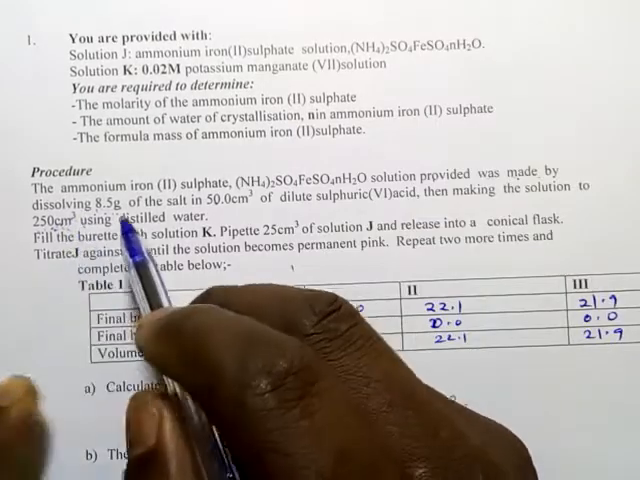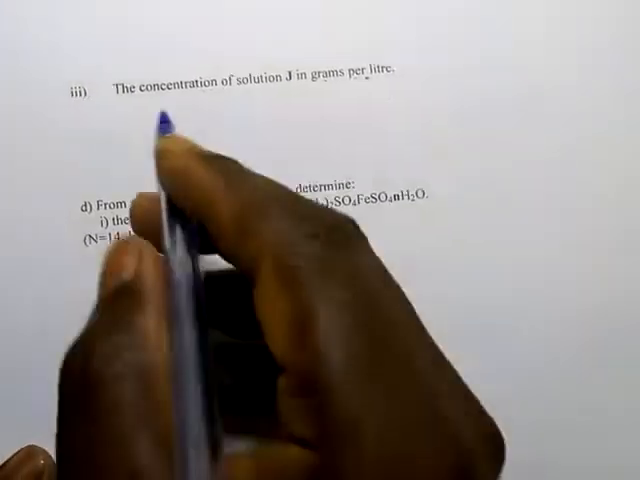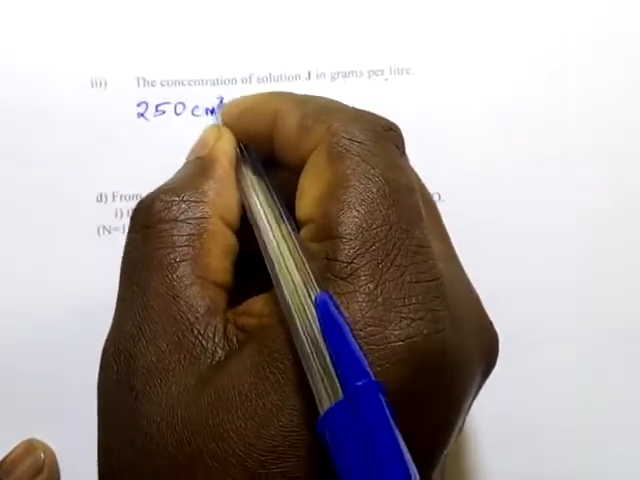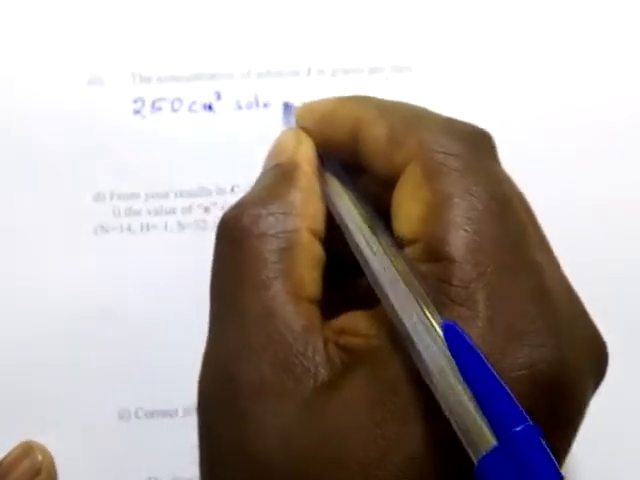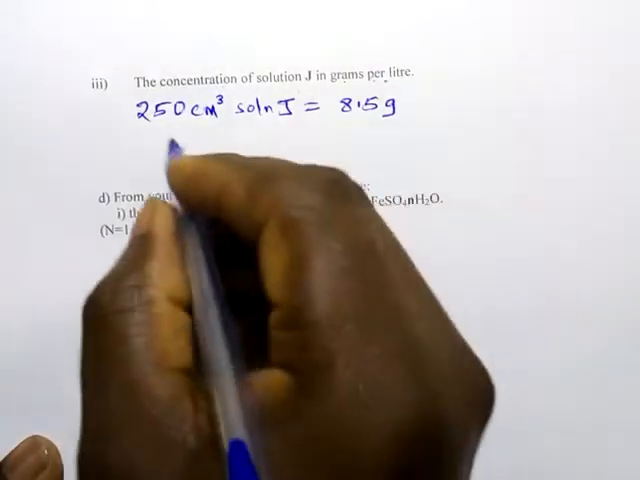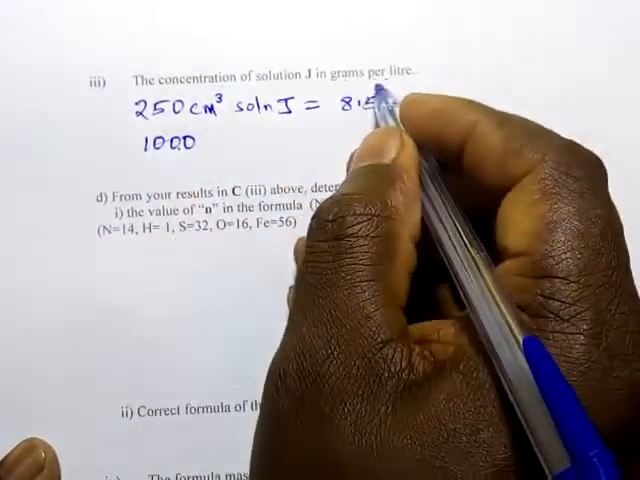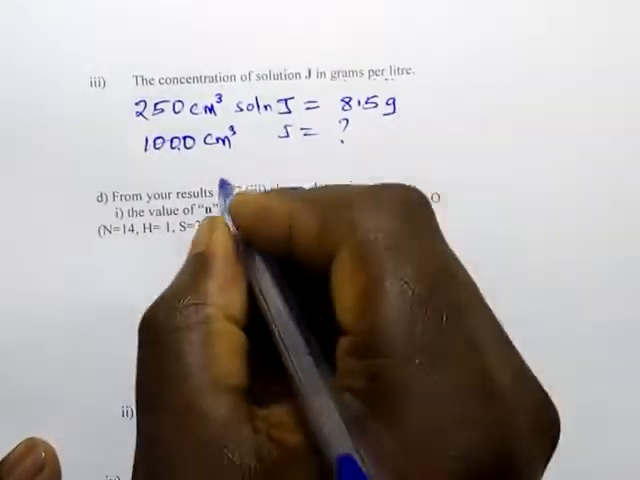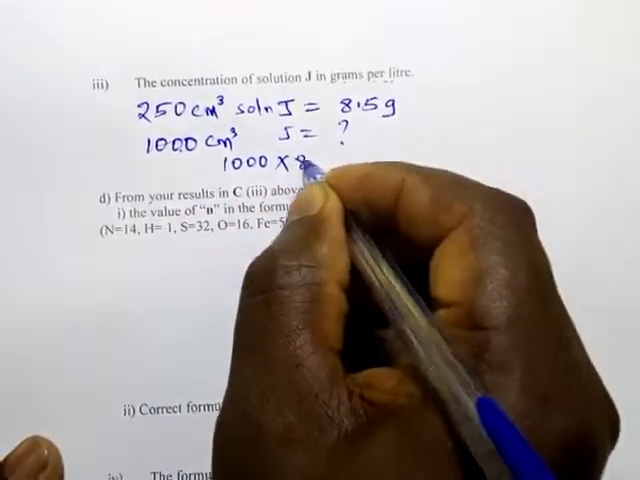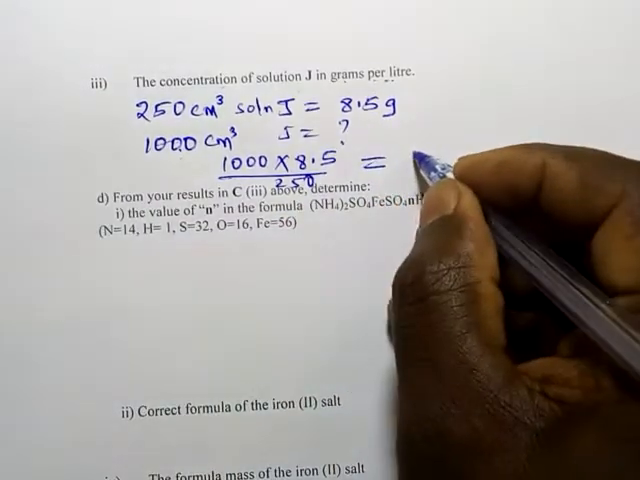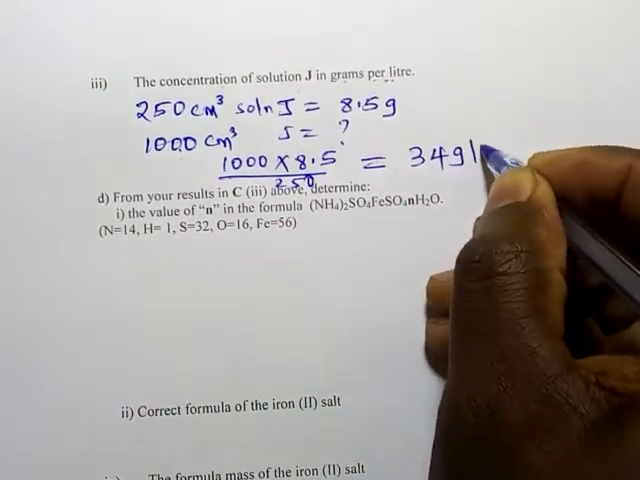We want mass in grams per liter. So concentration in grams per liter. You ask: 250 cm³ of solution J was prepared with 8.5 grams of the salt, and then 1,000 cm³, because a liter is 1,000 cm³, will contain how much? 1,000 times 8.5 divided by 250. This will give you 34 grams per liter.